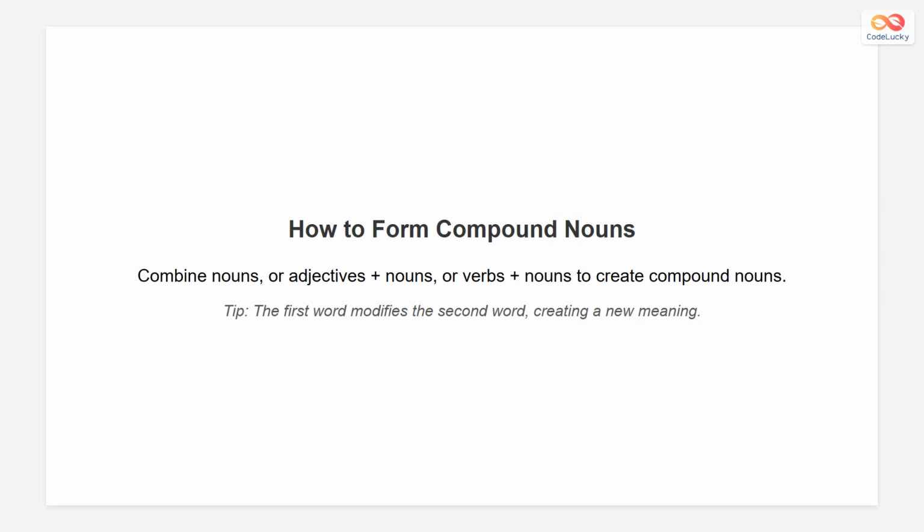Compound nouns are formed by combining different parts of speech. You can join nouns, adjectives and nouns, or verbs and nouns together. The first word usually describes or modifies the second word, creating a new meaning.